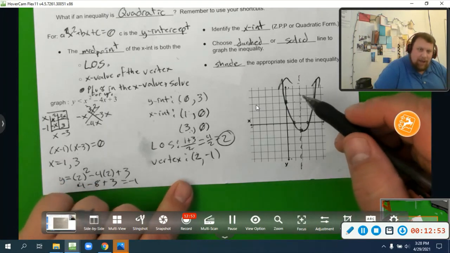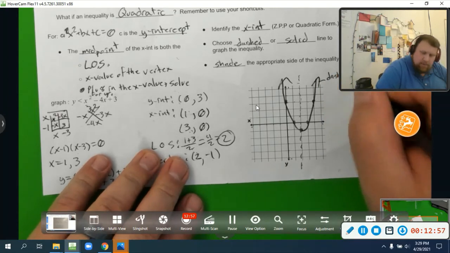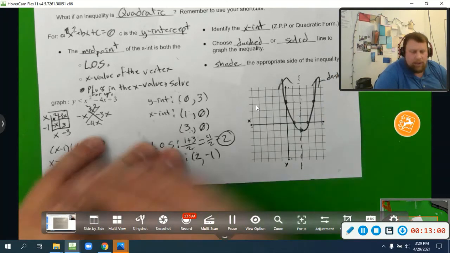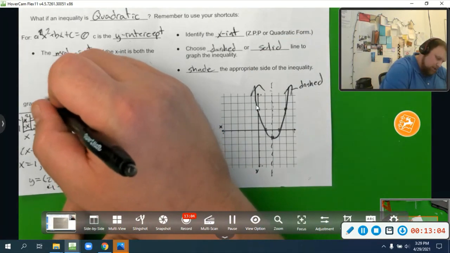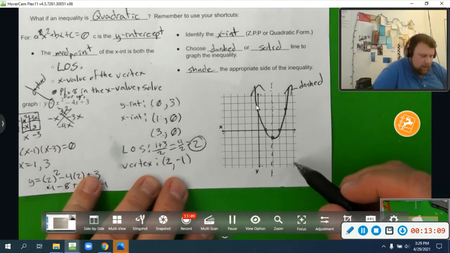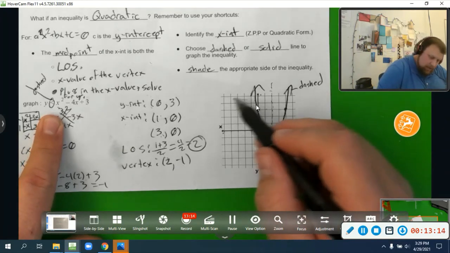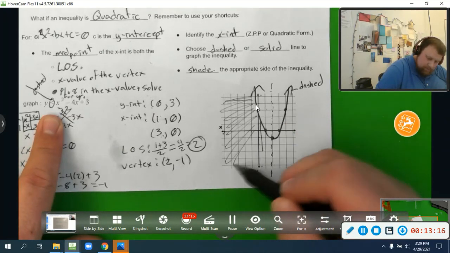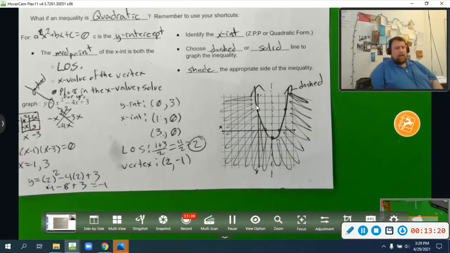It should be dashed. If you ever make that mistake, I do it all the time, guys. Find some way to mark it so that we get it right, because it should be dashed. You have to somehow indicate it. Then it says y is less than, which means we put our pin on the line and we go down, so I'm going to shade this outer region. Boom. Look at that. And that is how you graph an inequality that is nonlinear.